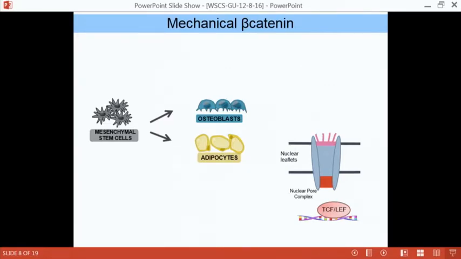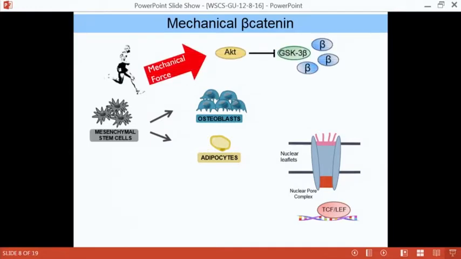In addition to the FAC signaling that we have just shown you, when we exercise, there are other signaling events that happen in the cell, and one of them is the activation of AKT. And AKT goes ahead and inhibits the GSK3 beta, and as you know, GSK3 beta is a part of this degradation complex that actively degrades beta-catenin.